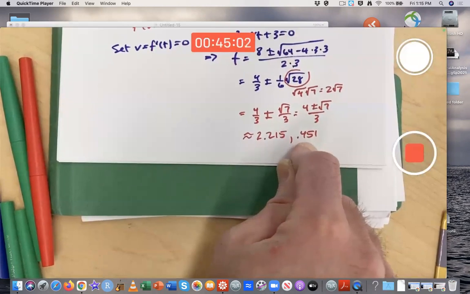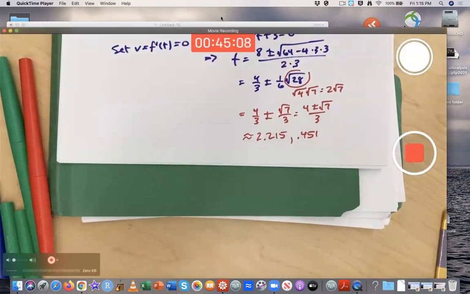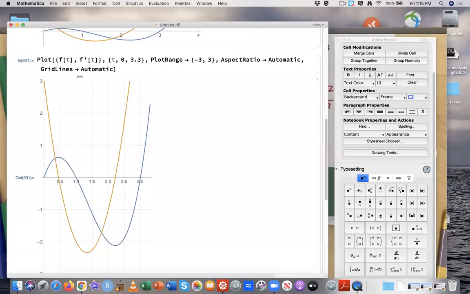That's an example of a moment in time when the bug changes direction. At that moment in time, the instantaneous velocity is 0. The position graph has a horizontal tangent line, and the derivative graph has a horizontal intercept. F prime of t is 0 there. It's really key stuff.